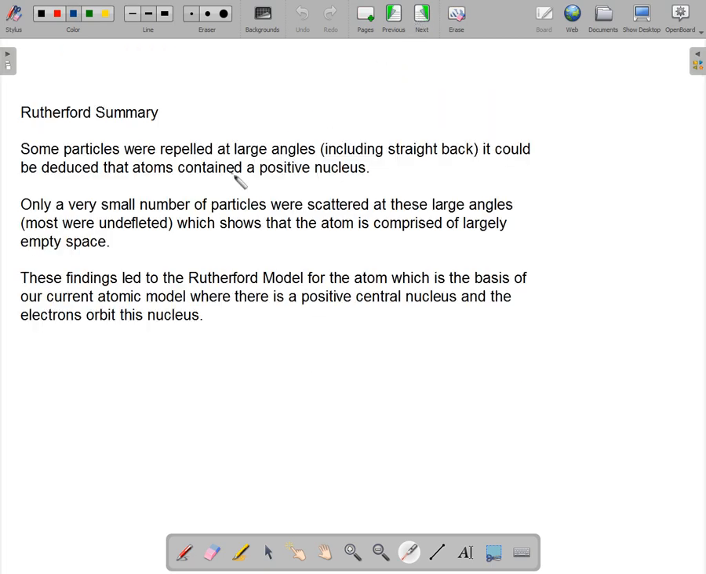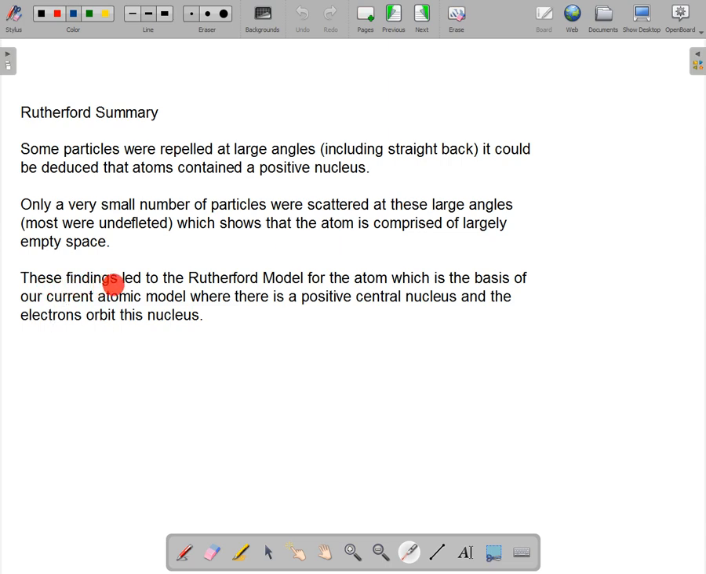So what that gives you is a brief summary of the experiment. Now you can read it yourself. Basically, some particles were repelled at large angles, and that deduced that there was a positive nucleus. Only a small number of the particles were scattered at those large angles, or straight backwards, and most of them were undeflected. So that shows that the atom is comprised largely of empty space. Had there been more nuclei, or a higher density of nuclei, more would have been deflected backwards at large angles.